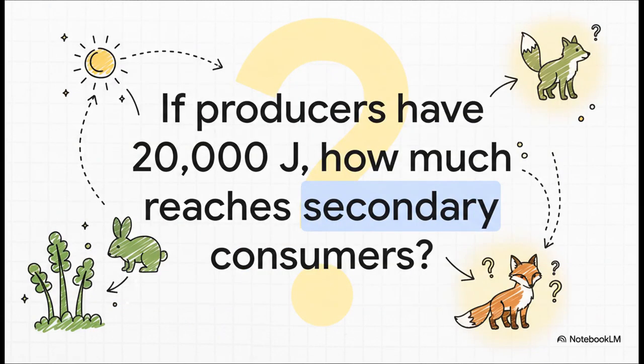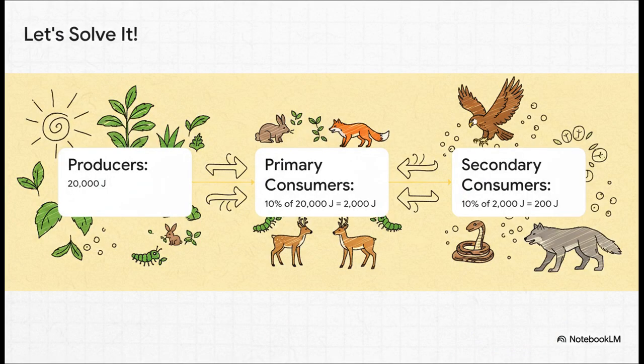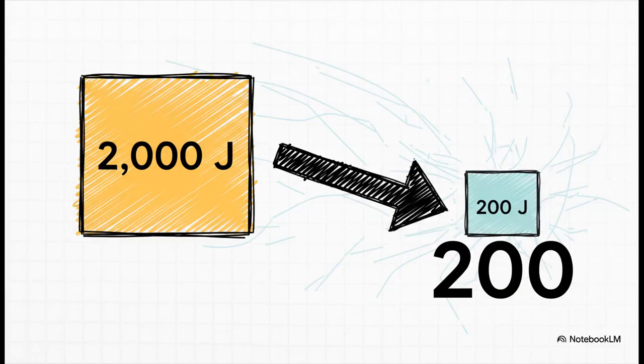All right, let's put this into practice with a classic exam question. Let's say our producers, the plants, have captured 20,000 joules of energy. How much of that energy do you think will actually reach the secondary consumers? Go on, take a second and think about it. Let's break this down together, okay? The producers are starting with a whopping 20,000 joules. The primary consumers get 10% of that, which brings us down to 2,000 joules. Then, the secondary consumers get 10% of that. So, what's 10% of 2,000? And there it is, a measly 200 joules.